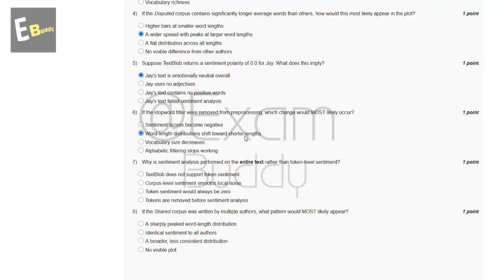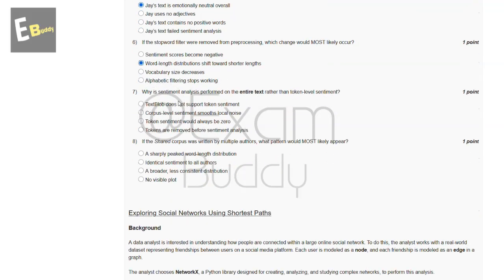And now let's go to our question number 7. Why is sentiment analysis performed on the entire text rather than token-level sentiment? So these are the options, and the answer to our seventh question is B. Corpus-level sentiment smooths local noise.